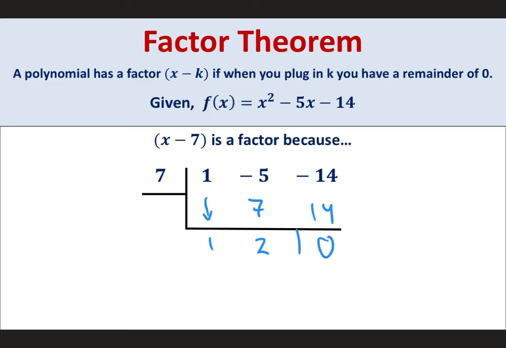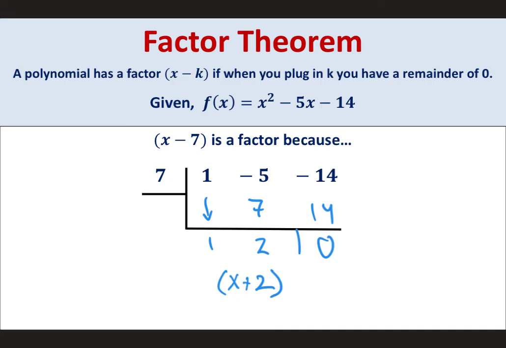What that tells us is that x minus 7 is a factor of this polynomial. And not only that, what we have right here is the other factor. Because remember, we just decreased the degree by 1. It was an x squared. So that means our other factor is an x plus 2.